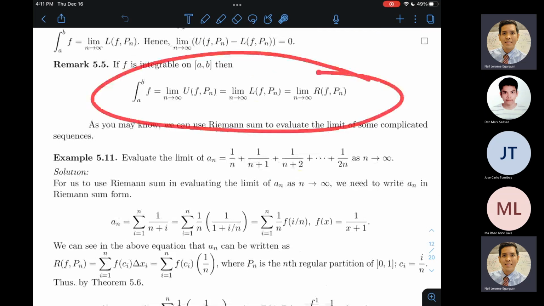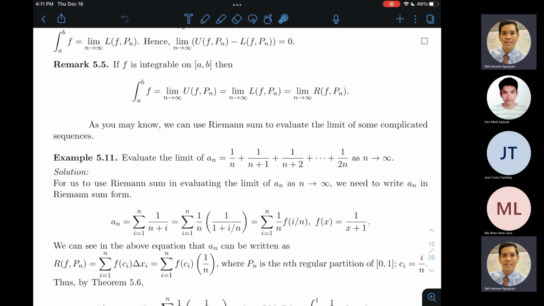this equation here. Okay? So if f is integrable on the closed interval AB, the Riemann integral is equal to the limit of the upper Riemann sums, the limit of the lower Riemann sums, and equal to the limit of the arbitrary Riemann sums.